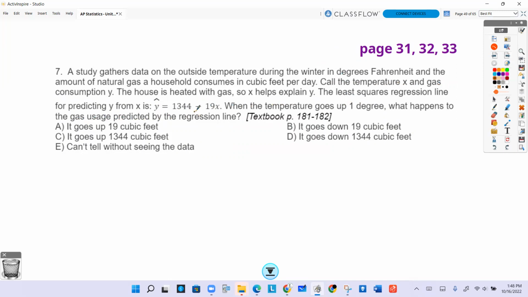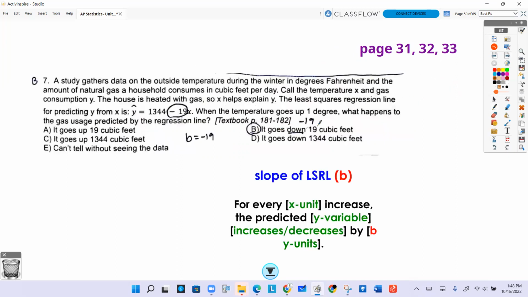Well, the slope is -19. So as X increases by 1, the Y value, what does it do? It goes down. It decreases. So for a unit increase of 1 in X, the predicted Y variable decreases in this case because it's a negative slope.